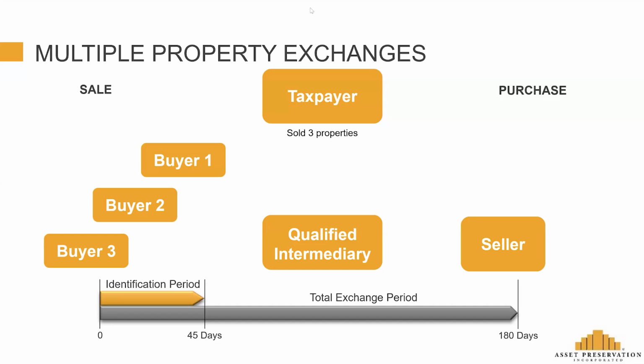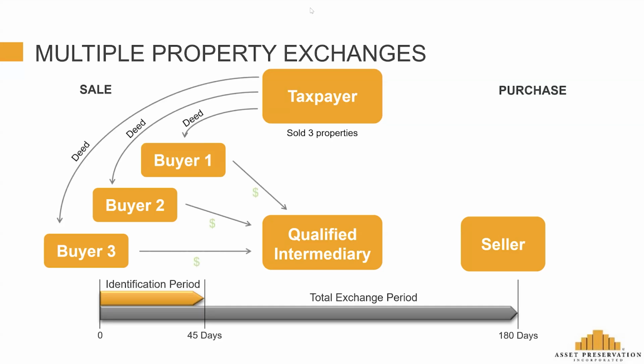This is just an example, and I'm going to go through these quickly. I'm watching time here a little bit. This is selling several properties. I'm going to sell 3 properties. The money all goes to the intermediary. I'm going to buy 1 larger property, maybe a commercial. Just be aware you've got to get all those sales done within the same 45 and 180 days if it's 1 exchange.